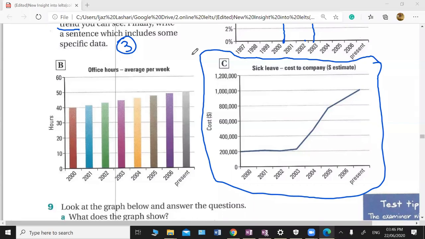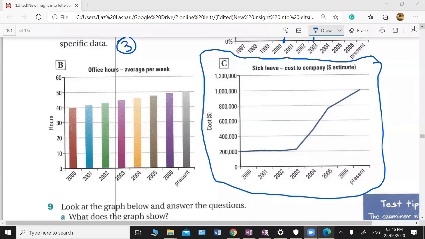So from 2000 to 2003, the cost is stable throughout these 3 years at 20,000. After that, there is a jump in almost 2 years, up to 80,000. Then there is another jump up to 1 million in just 3 years, up to the present time. That's all about it.